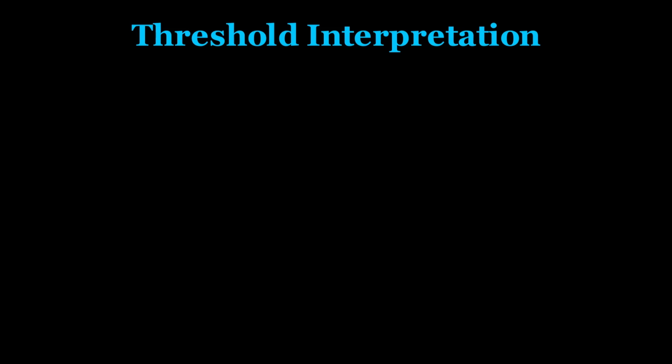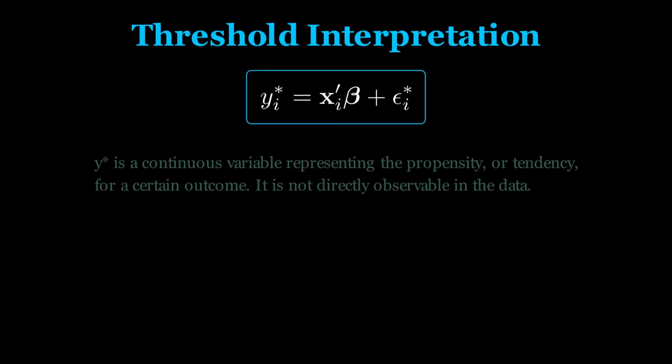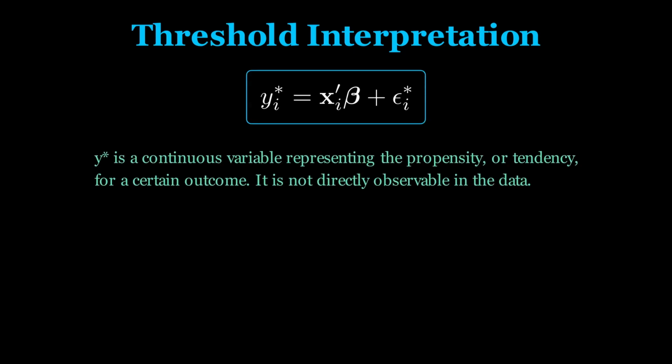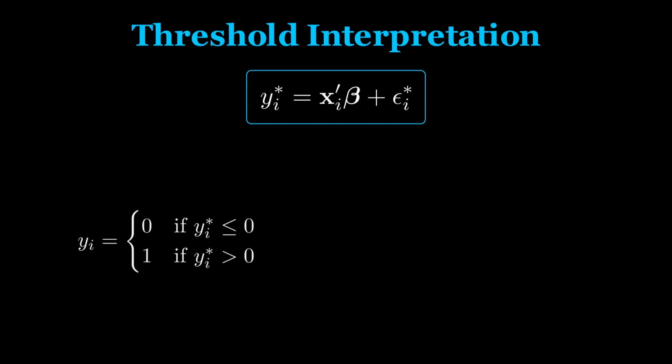This is called the threshold or latent variable interpretation. We assume a continuous variable, y star, which follows an ordinary linear model. Y star represents the propensity or tendency for a certain outcome. It captures the underlying continuous process that drives the binary outcome, but it isn't directly measured in the data. The observed binary outcome is then given by the threshold model.